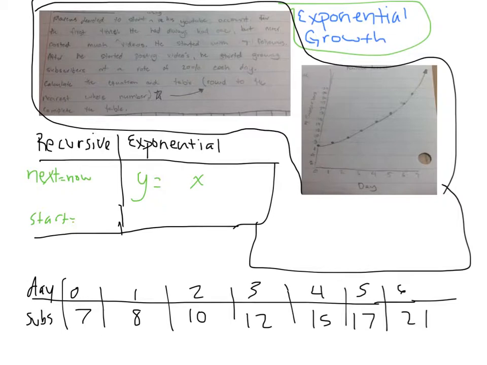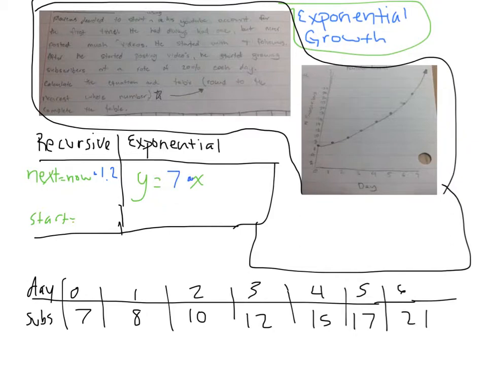Our table shows that it grows by 20% each day, and so his subscribers grow 20% each day, and we rounded to the nearest whole number. Our recursive rule is going to be next equals now times 1.2, because if you just did 0.2, it would decrease, and since this is growth, we have to do 1.2.